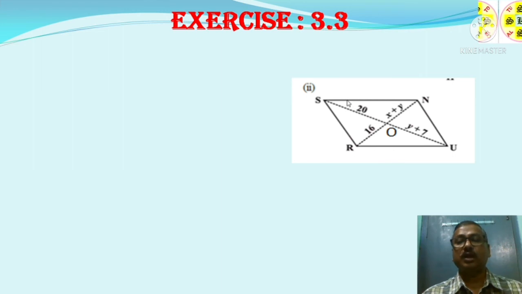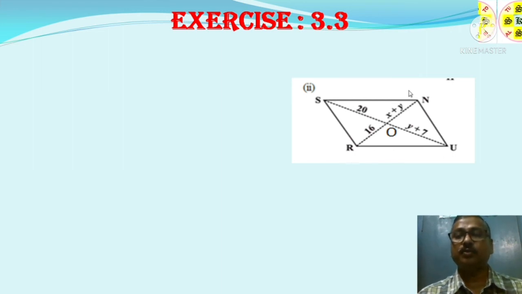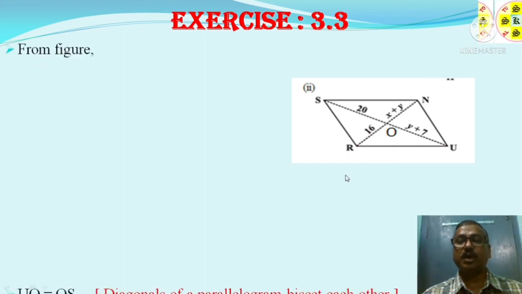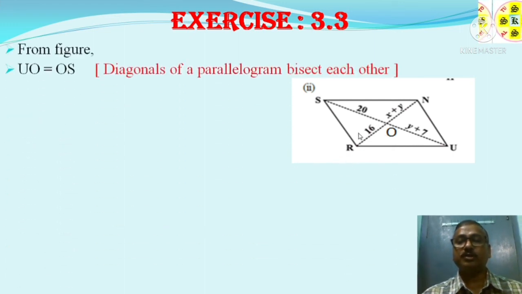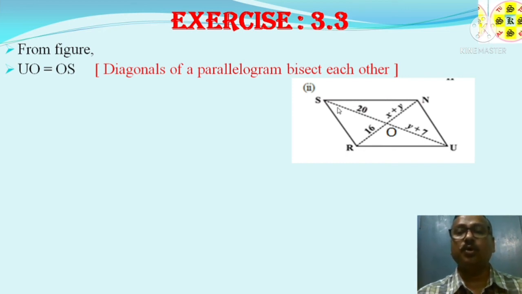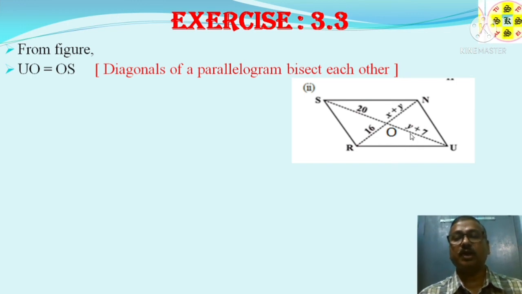Now here, same question, RUNS. But here diagonals are given. Now we have to use that diagonals bisect each other. That is RO equal to ON and UO equal to OS. So now here also the same thing, try to write the variables on the left side. So UO equal to OS, since diagonals of a parallelogram bisect each other.